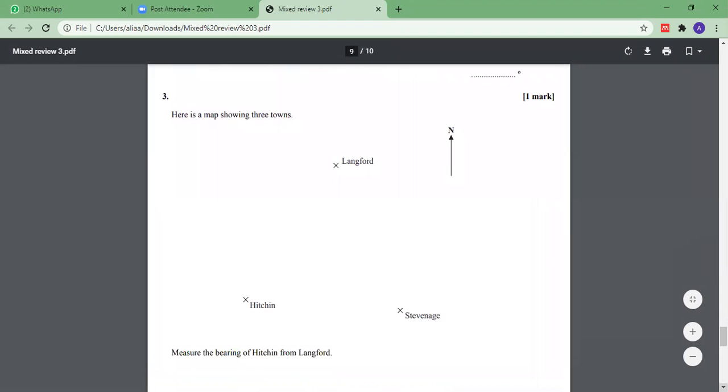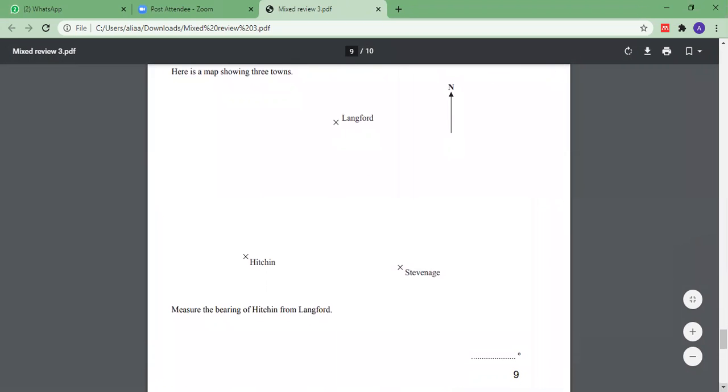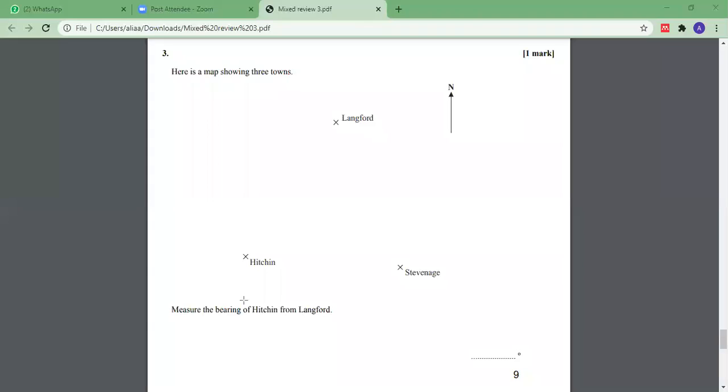Here is a map showing 3 towns. Measure the bearing of Hitchin from Langford. Okay, first of all, I'm going to draw a north with the ruler, of course, and then I will join Hitchin to Langford. Okay, he's asking from Langford, from, so he means that he wants this angle.